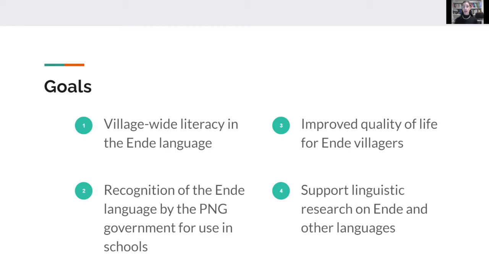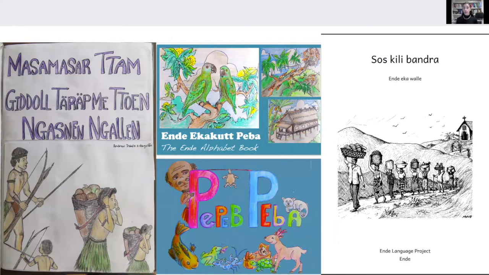When I joined, the Ende Language Committee had several stated goals. The first 2 were village-wide literacy in the Ende language and recognition of the Ende language by the Papua New Guinea government so that the language could be used as a medium of instruction in elementary schools. The committee worked towards these goals by producing 7 Ende language books for the school. The Ende alphabet book, which is in the middle center, was submitted to the Department of Education, and that permitted the elementary school to be conducted in both Ende and English because an alphabet had been established for the language.